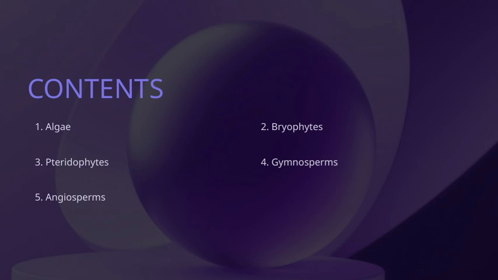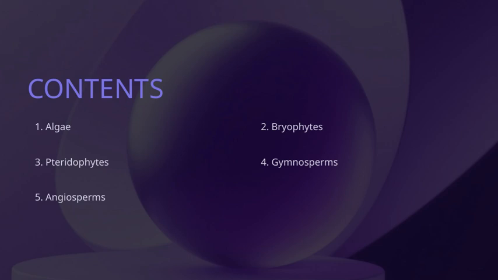Next, we have pteridophytes, or ferns and their relatives. These are vascular plants that reproduce via spores, and they represent an important step in plant evolution because they have true vascular tissues. Following that, we encounter gymnosperms, which include conifers and cycads. These are seed-producing plants with exposed seeds, typically in cones, marking a significant advancement in plant reproduction.